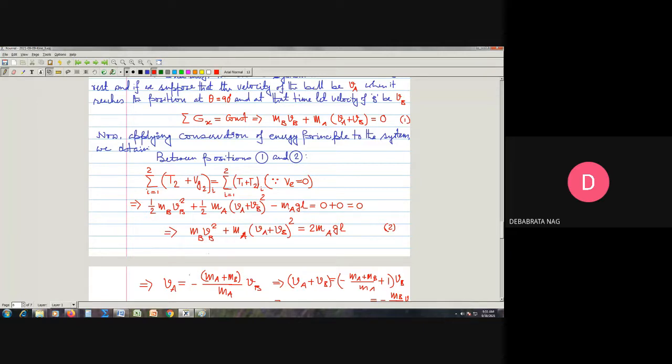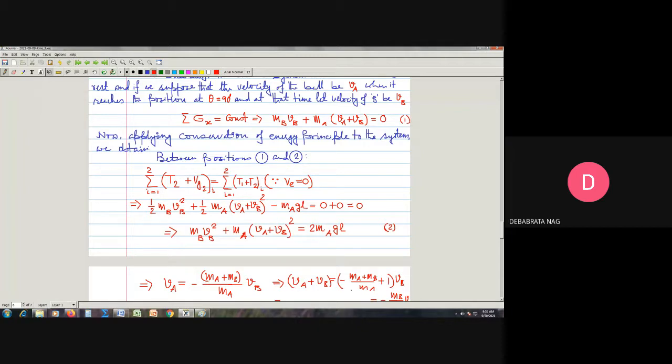VA is written in this manner. I think here I made a mistake. Is it VA? No, VB. Okay, it is VB there. So MB into VB. This is here also MA into VA plus VB. So it is going to be MA VA divided by MA plus MB. So it is therefore VA plus VB, so we need to add VB here.